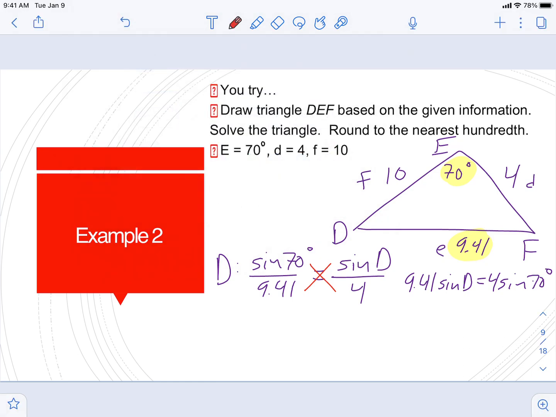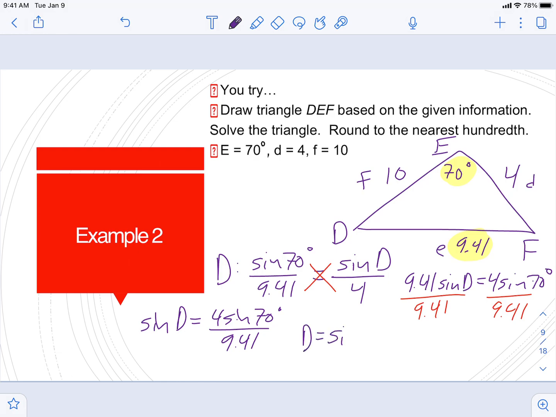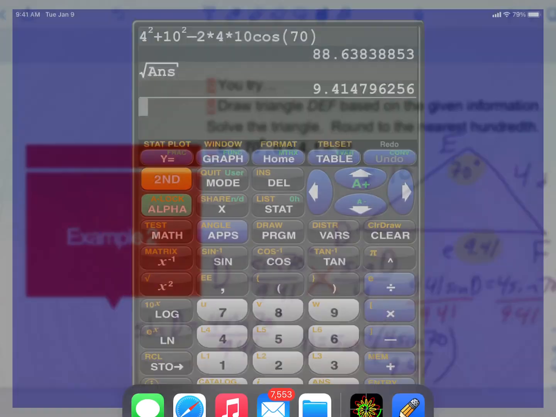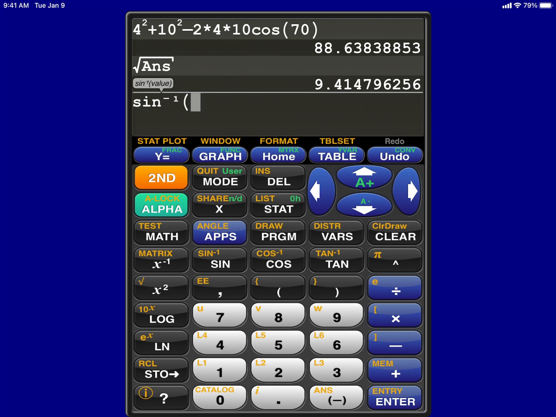And again, we will divide both sides. We're trying to get to angle D. All right, so that means that sine of D is equal to 4 sine 70 over 9.41. And that means that the angle D is equal to inverse sine of 4 sine 70 over 9.41. So we'll plug that into the calculator. Second sine, it was 4 sine 70 end parenthesis divided by 9.41.